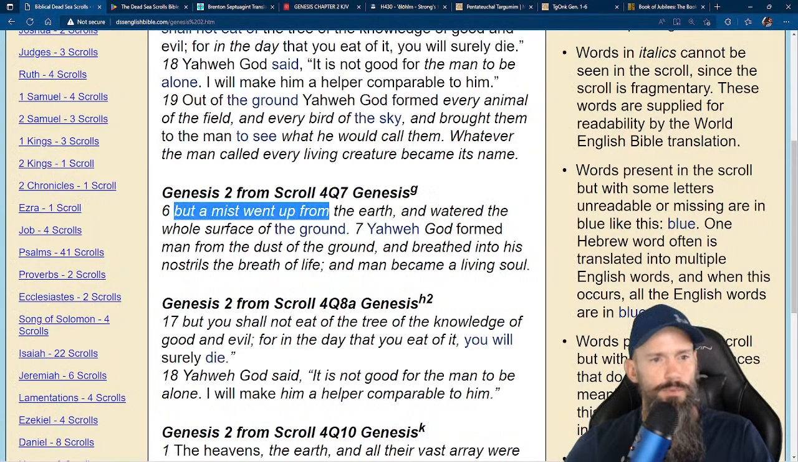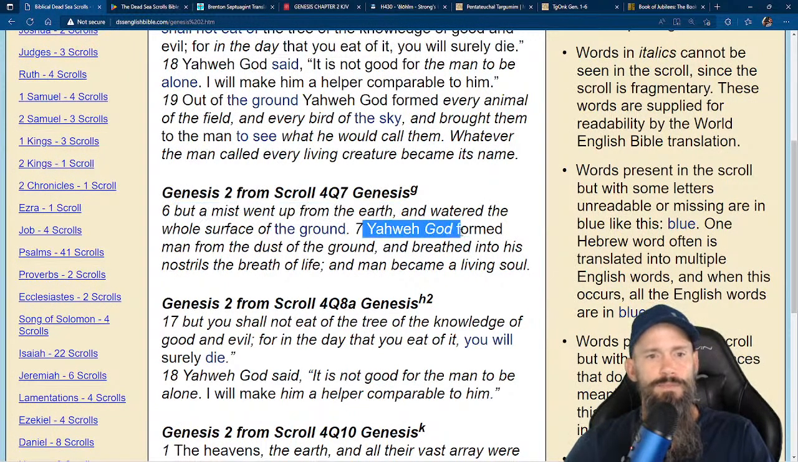But a mist went up from the earth and watered the whole surface of the ground. And Yahuwah Elohim, so that's the first time they've got his name in scriptures. Genesis 2, verse 7. Yahuwah Elohim formed man from the dust of the ground and breathed into his nostrils the breath of life, and man became a living soul.